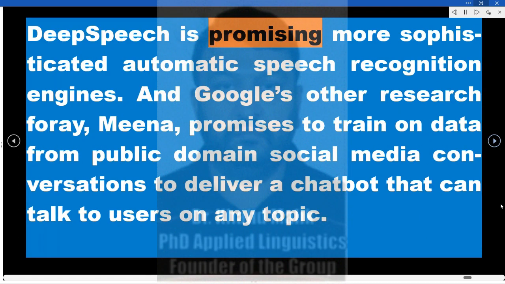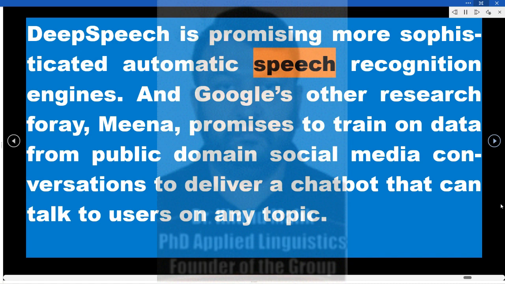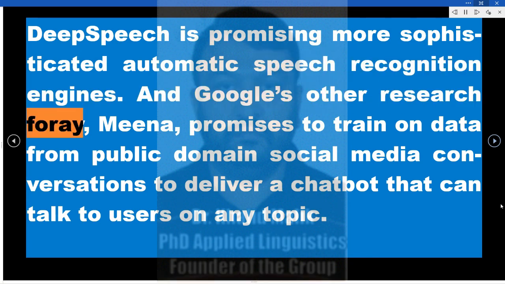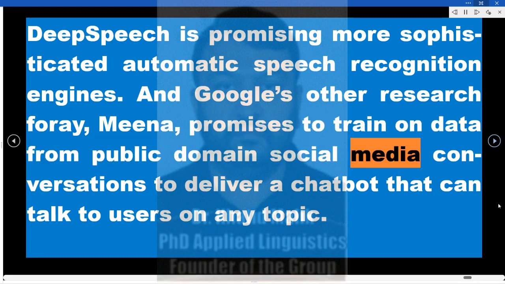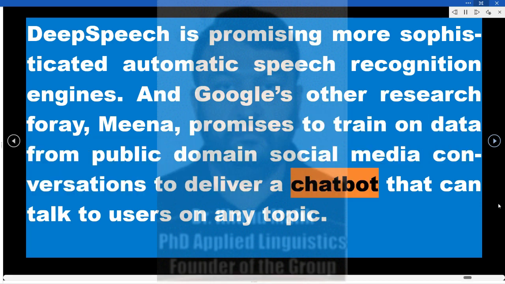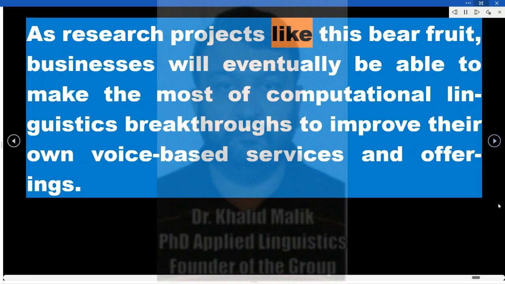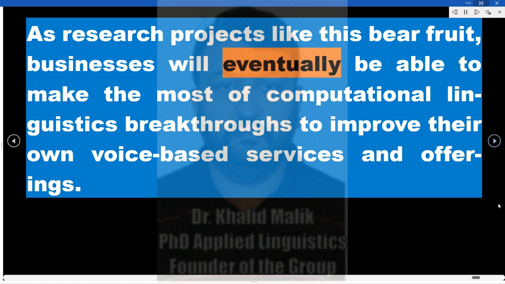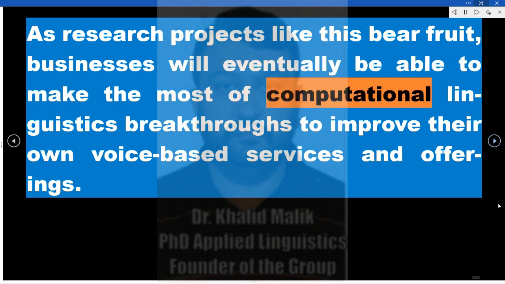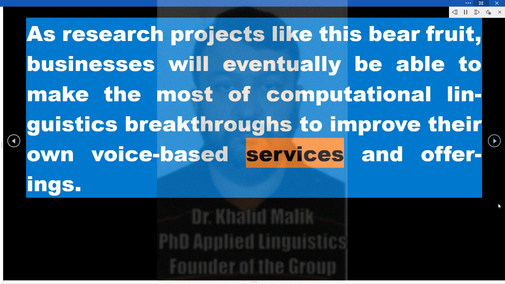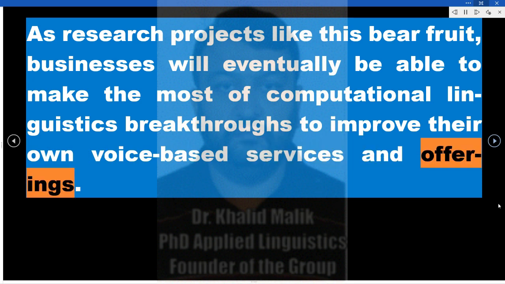Mozilla's Deep Speech is promising more sophisticated automatic speech recognition engines. And Google's other research foray, MENA, promises to train on data from public domain social media conversations to deliver a chatbot that can talk to users on any topic. As research projects like this bear fruit, businesses will eventually be able to make the most of computational linguistics breakthroughs to improve their own voice-based services and offerings.